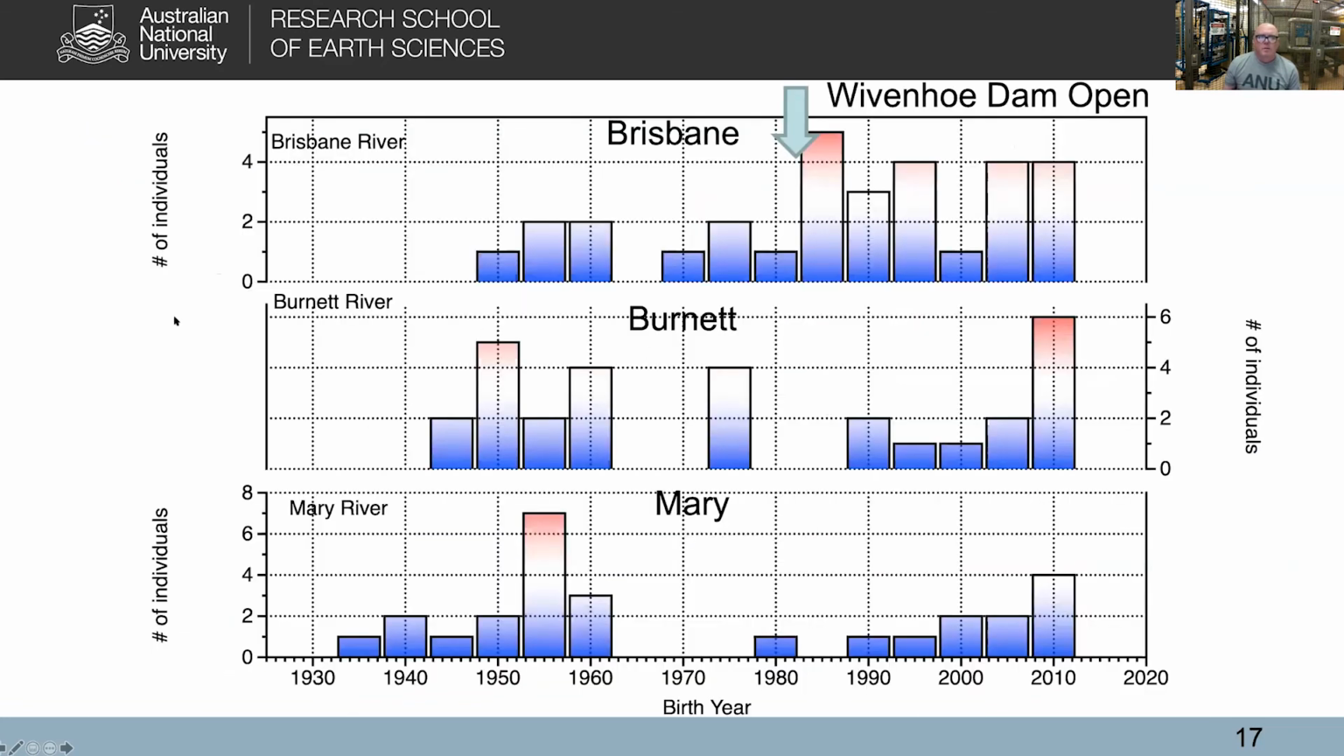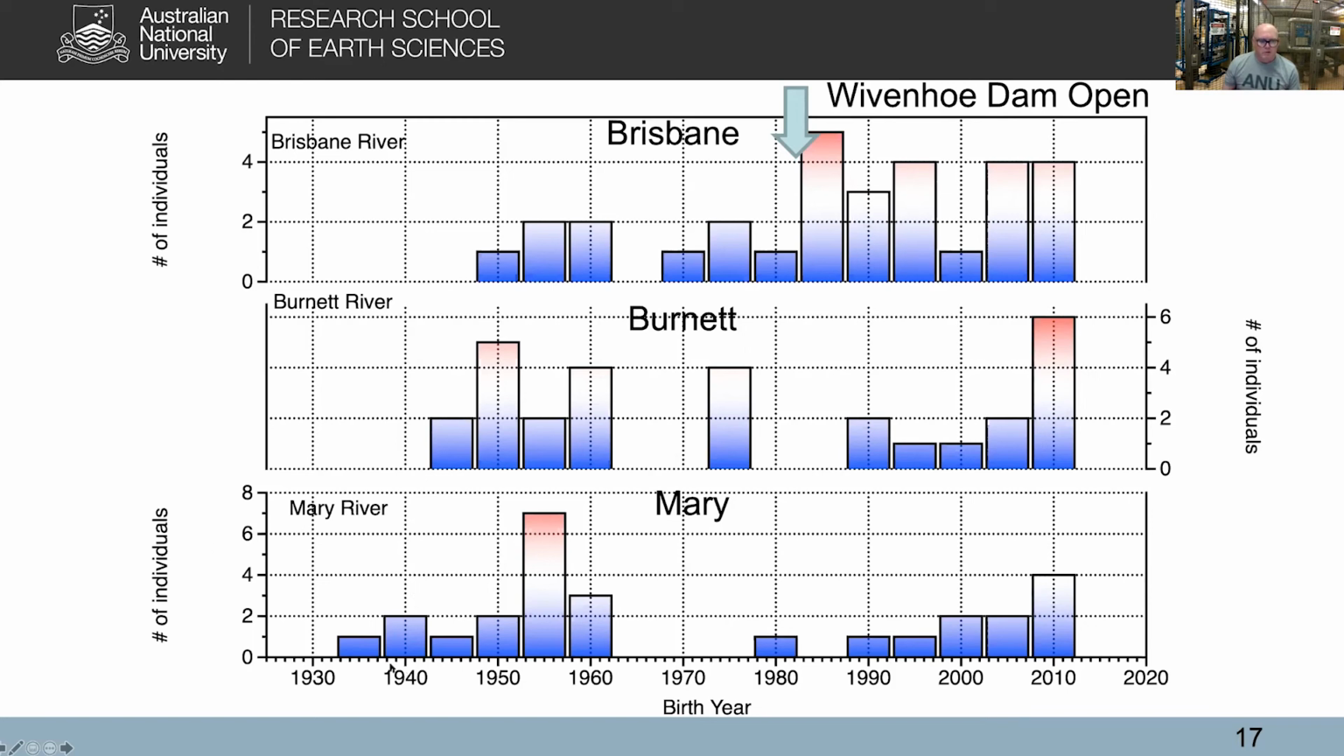And what we've seen, and what I mentioned, is that we have quite a number of fish that are at least 60, 70 years old. We looked at fish from 3 different rivers, the Brisbane River, the Burnett River, and the Mary River. And what we did here was bin the fish into 5-year windows of their birth date.